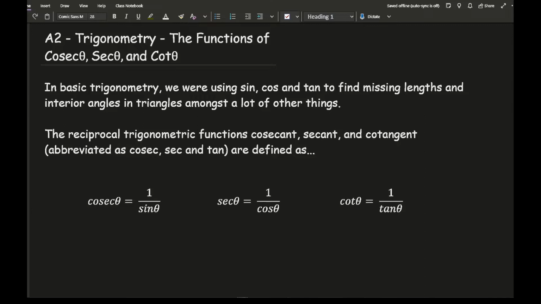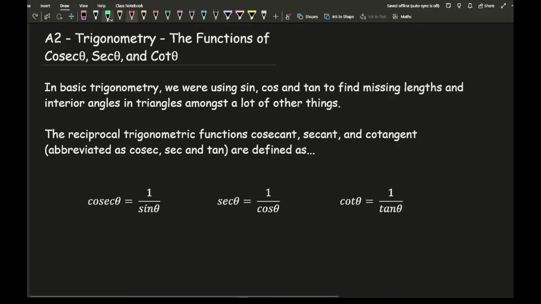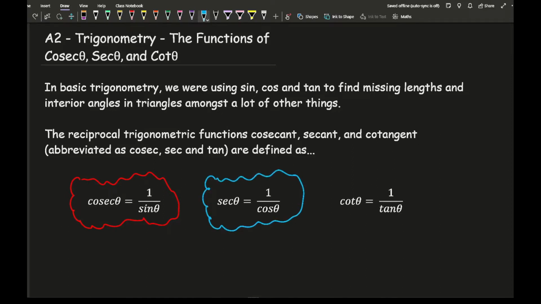Now reciprocal trigonometric functions cosecant, secant and cotangent, abbreviated as cosec, sec and cot, are defined as these following things. Now at A2 these are some new trig ratios that you need to be aware of. They are just a manipulation of ones that you're more used to, but you still need to understand what they actually represent, because obviously in a trig question, rather than working with sine, cos and tan, you might instead get asked to work with cosecant, sec or cot, and you kind of need to understand what that actually is.